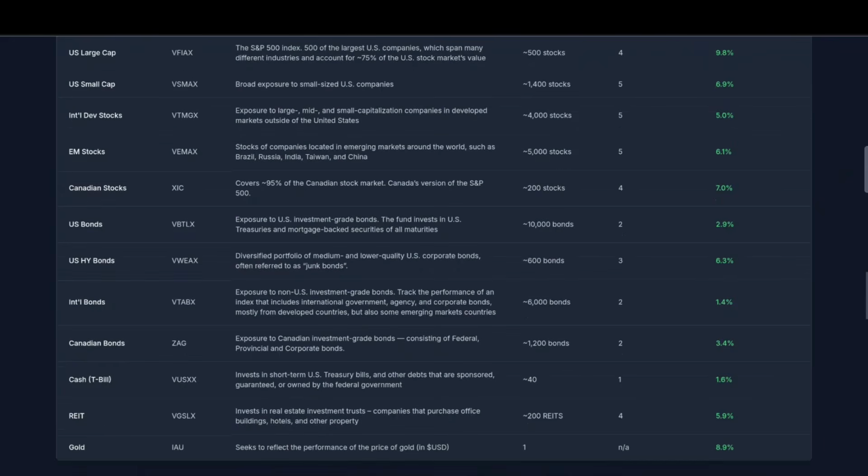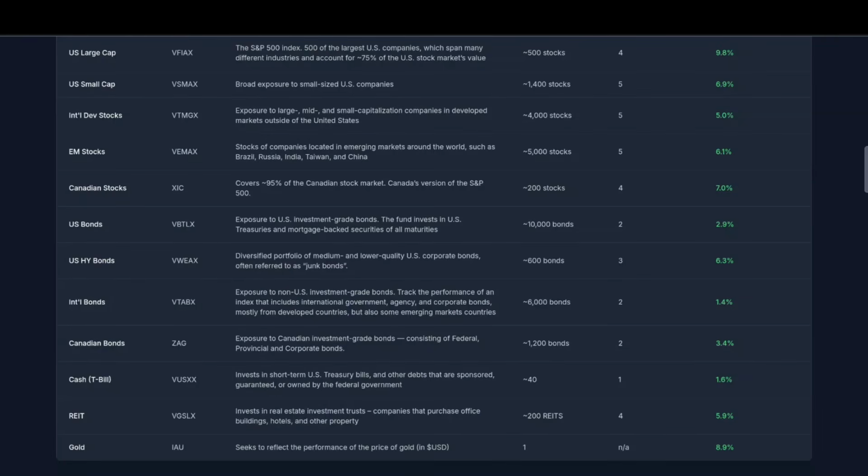Now, if we look at cash, this invests in short-term US Treasury bills and other debts that are sponsored, guaranteed, or owned by the federal government. It's typically 40 odd. Risk rating is the lowest it can be, 1, and the CAGR is 1.6%. If we look at REITs now, investment into real estate investment trusts, companies that purchase office buildings, hotels, and other properties, approximately 200 in that basket. It's a risk rating of 4, but a return of almost 6%.